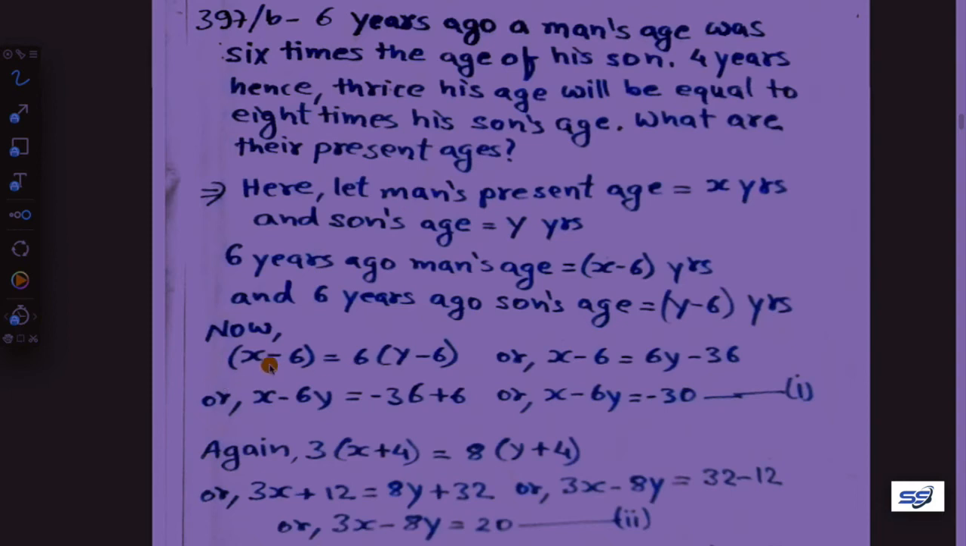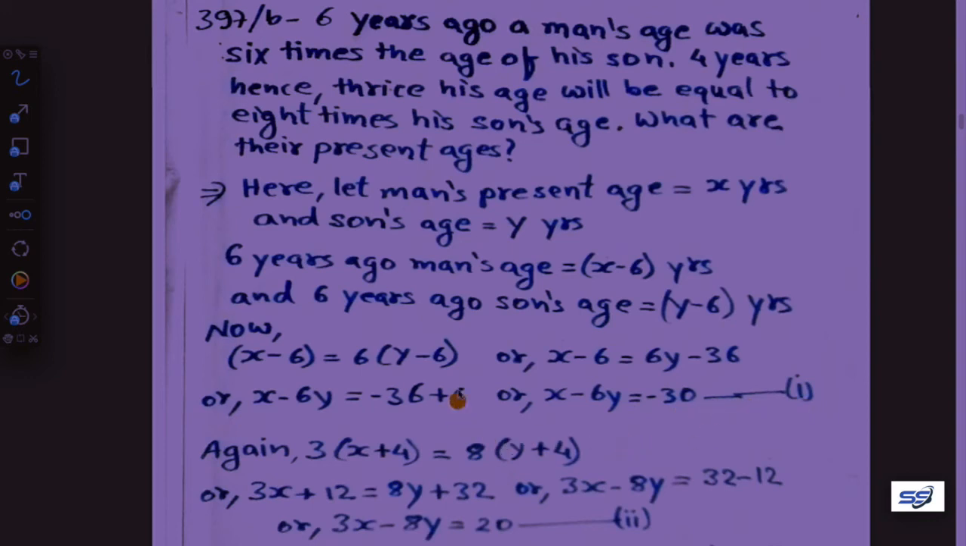Now from the first condition, x minus 6 equals 6 times his son's age, which means 6 into y minus 6. Let us make this equation a little simpler so that our calculation is easy. x minus 6 equals 6y minus 36, or x minus 6y equals minus 36 plus 6, or x minus 6y equals minus 30. Let this be equation 1.